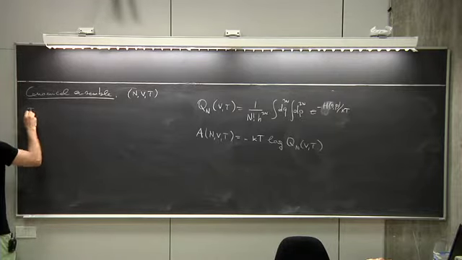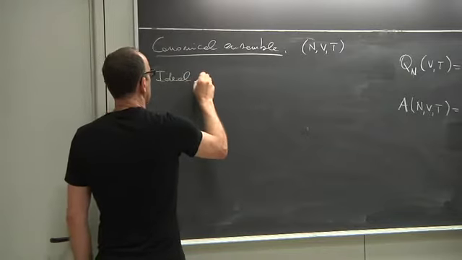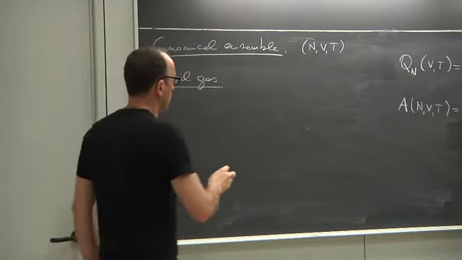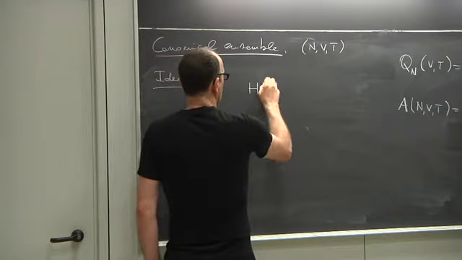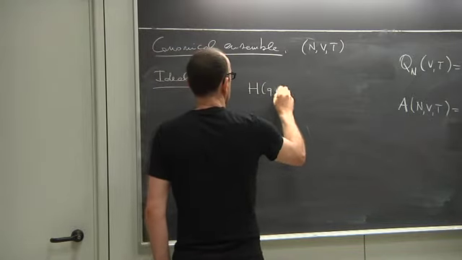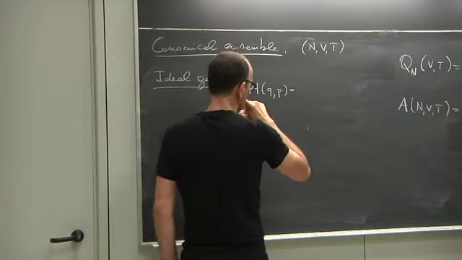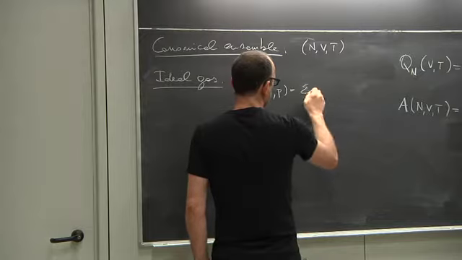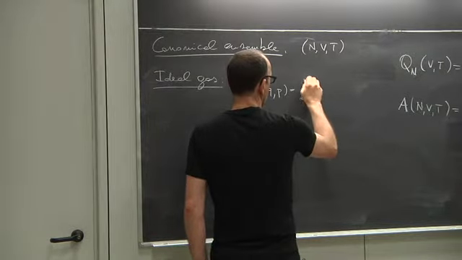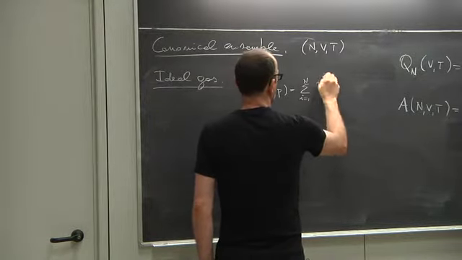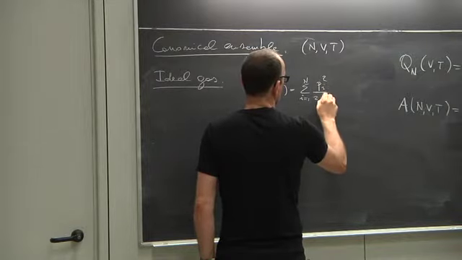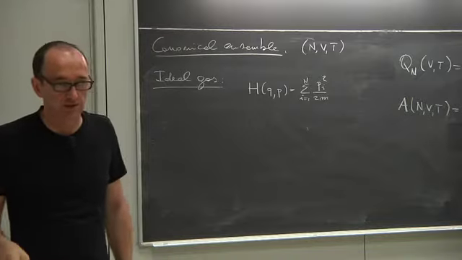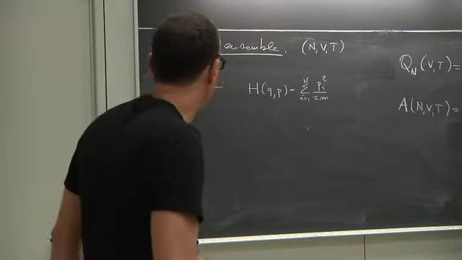So in the ideal gas, if I have a monoatomic ideal gas, then the Hamiltonian is actually just the kinetic energy. So it is the sum over all the particles of p_i squared divided by 2m. Okay, and m is the mass of the particles.